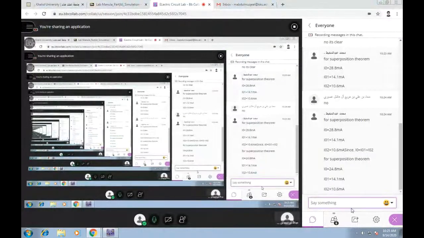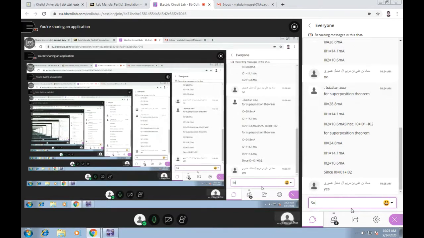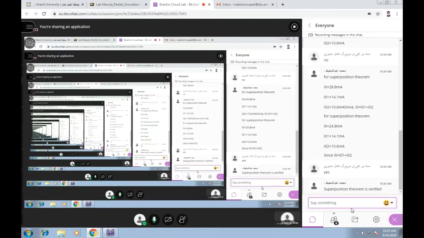So now we can say that since I0 is equal to I01 plus I02, okay, is it equal? I0 is equal to I01 plus I02, approximately, yes? So I can say that superposition theorem is verified. If it is not almost equal, you can say that it is not verified. But here we have used the concept of superposition theorem to verify, so it will definitely verify. Okay, brothers?